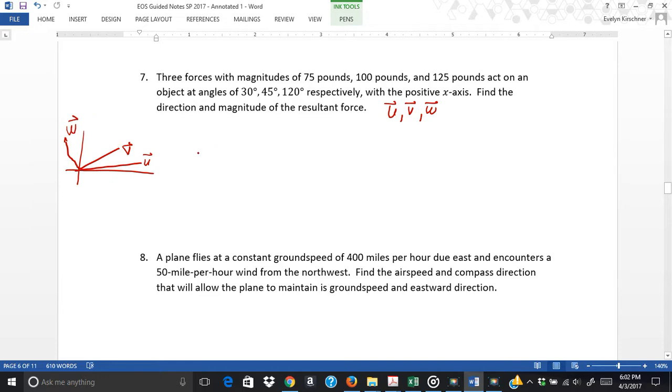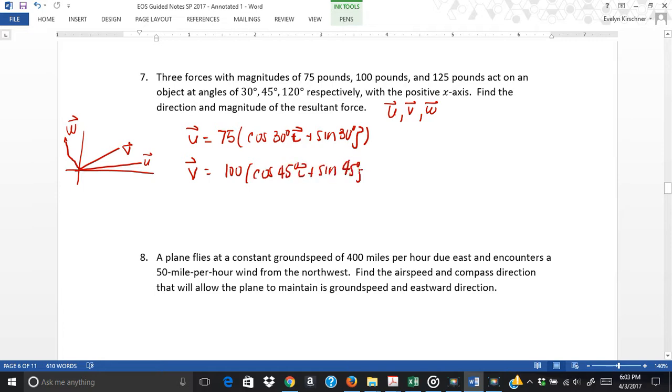So I want to write what they are. U is 75 times the cosine of 30 degrees I plus sine of 30 degrees J. And V is 100 times the cosine of 45 degrees I plus sine 45 degrees J. And W is 125 times the cosine of 120 degrees I plus sine 120 degrees J.